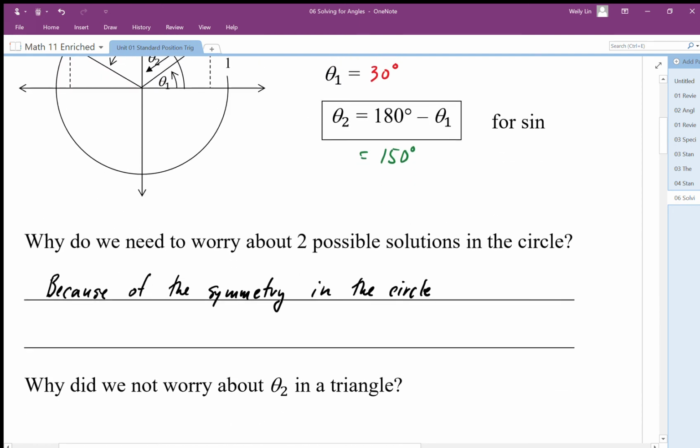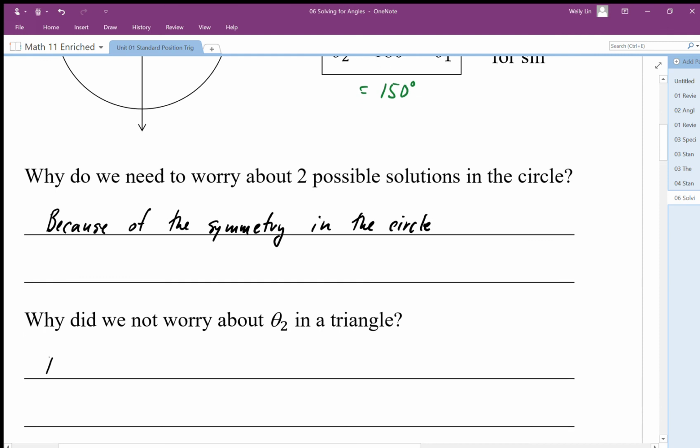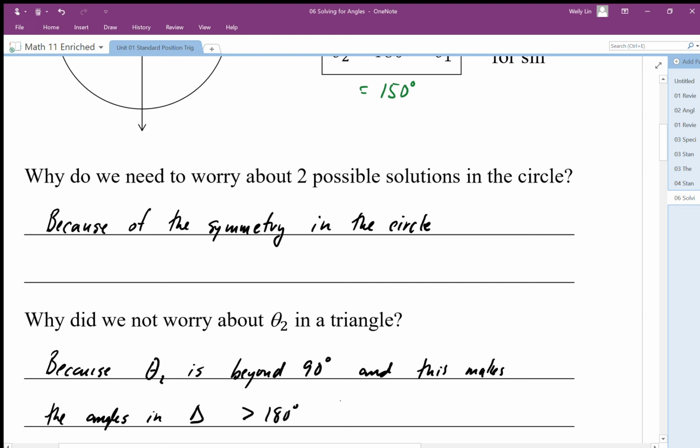So why don't we worry about theta 2 in the triangle? Because theta 2 is beyond 90 degrees. And you can't have that. It makes the total angles greater than 180 degrees, so it makes the angles in the triangle greater than 180 degrees, which is not possible.